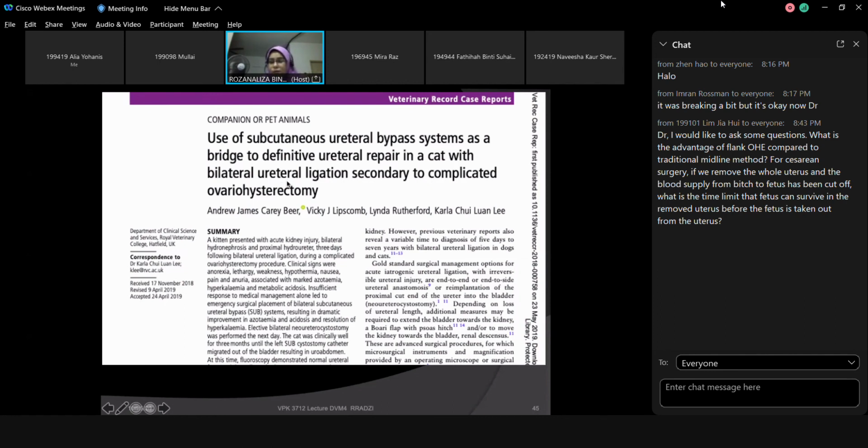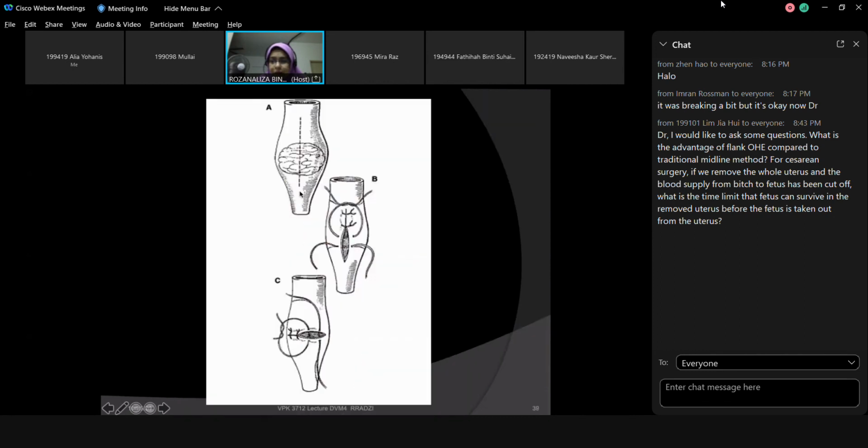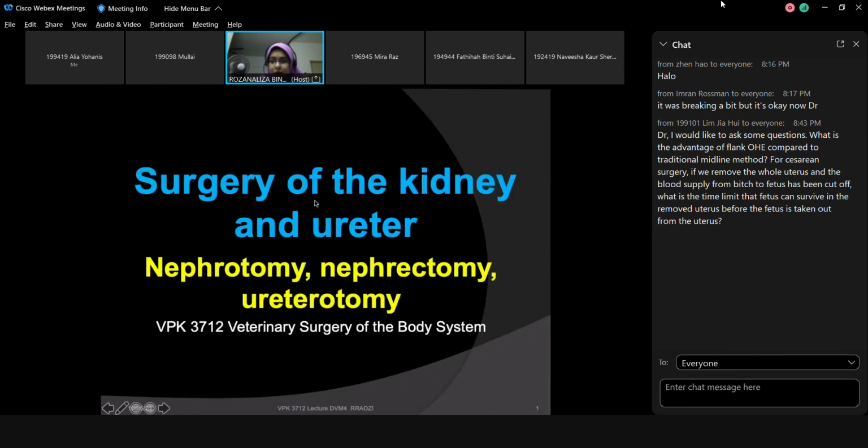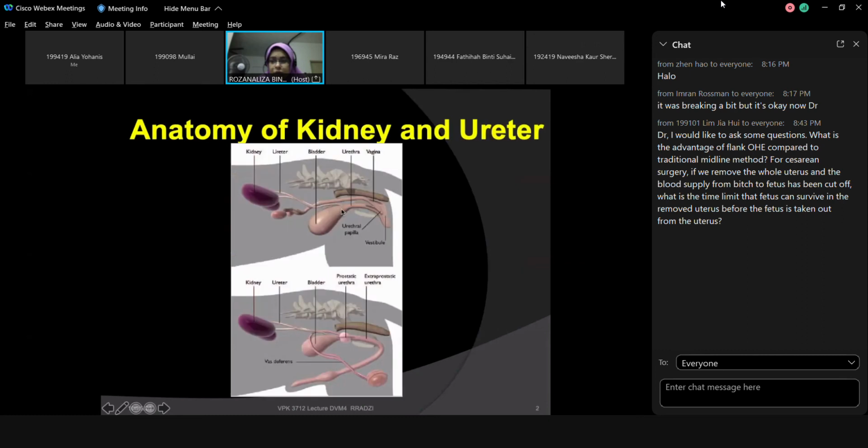So why is this very important? I'm sorry, I have to scroll the slide. Go to the first one. You can accidentally ligate. So you want to remove your uterus, right? This is your uterus. You can actually ligate the ureter together with your uterus if you're not careful enough.